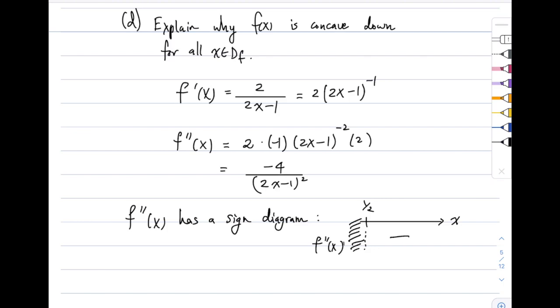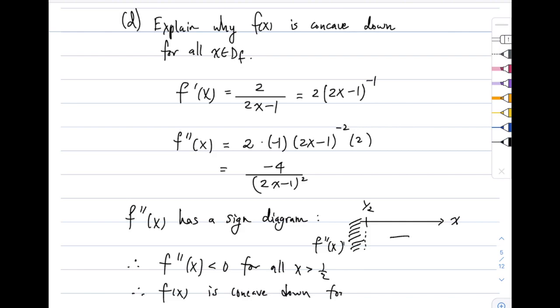So you can say the following. Therefore, f double prime of x is less than 0 for all x bigger than 1/2. Therefore, f of x is concave down for all x larger than 1/2. And so hopefully it's clear how you have to explain and how you have to show these things.